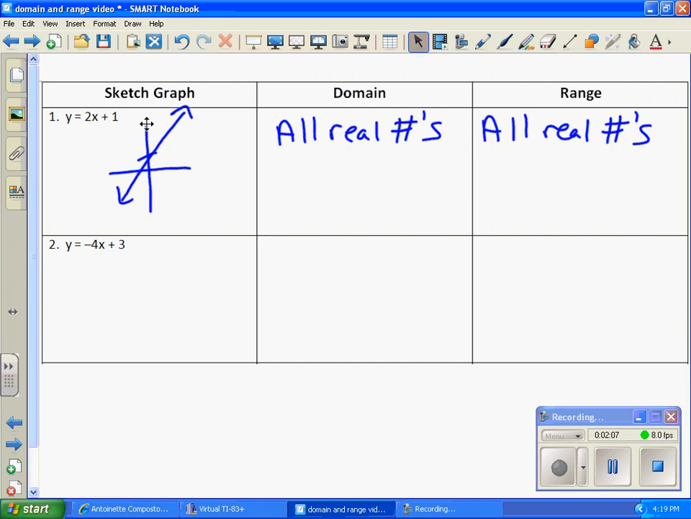Now let's think about this algebraically if I didn't have a graph. We're going to look at our domain algebraically. If I look at y equals 2x plus 1, think about, are there any values that I cannot plug in for x? Is there anything that won't work? If I plugged in 0, it works. If I plug a negative number, it works. If I plug in a 1, it's going to work. Right? It's never going to be undefined. So any line we can use will be all real numbers.